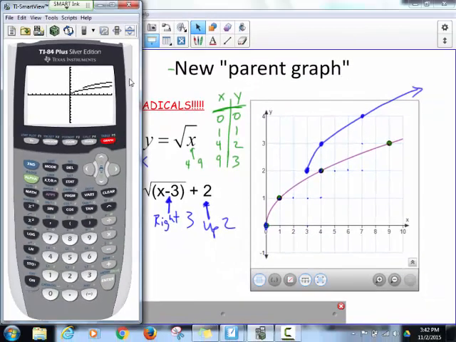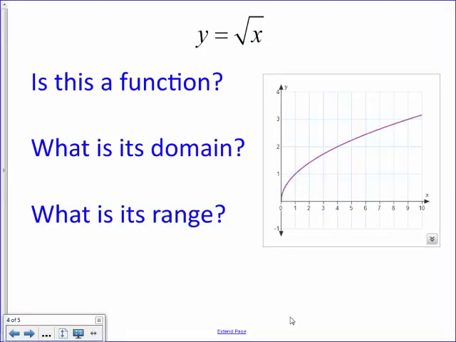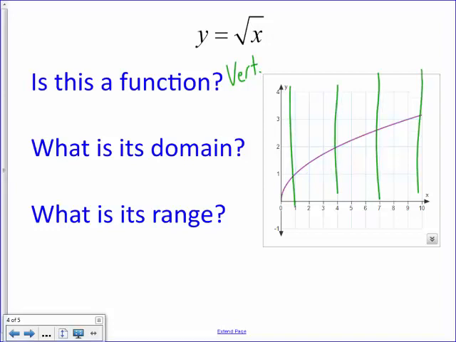Perfect. Good. So is this a function? Does it pass my vertical line test? Yeah. If I draw a vertical line anywhere, boom, boom, boom, it only crosses it once, so yes, this is a function. And your calculator actually only graphs functions, so if it graphs it, it's a function.